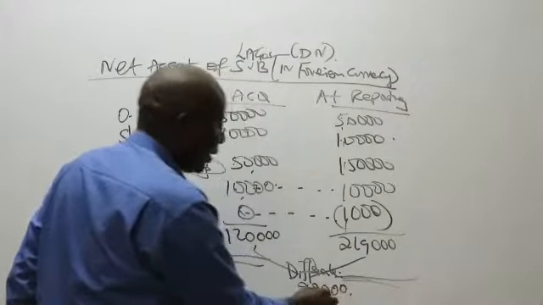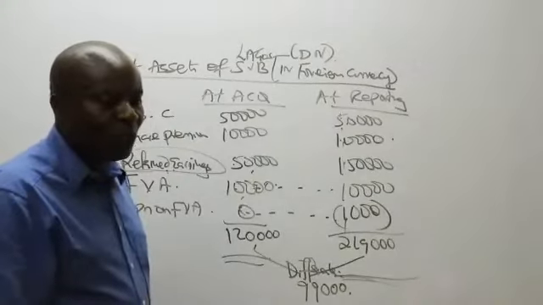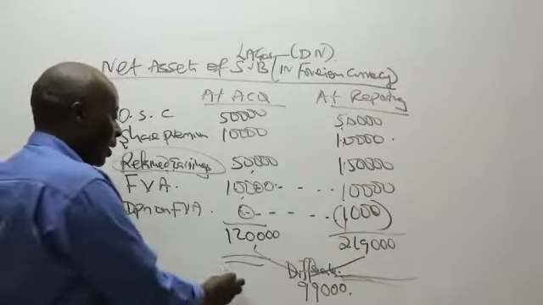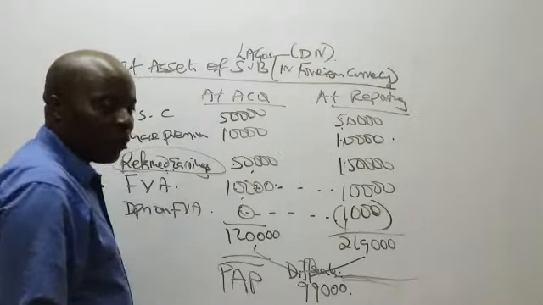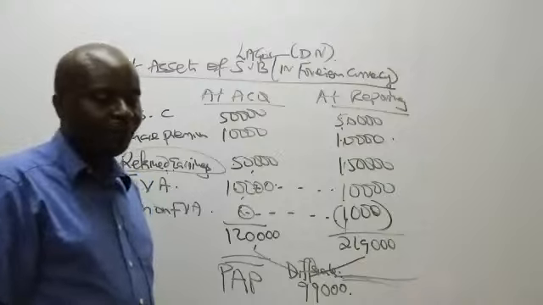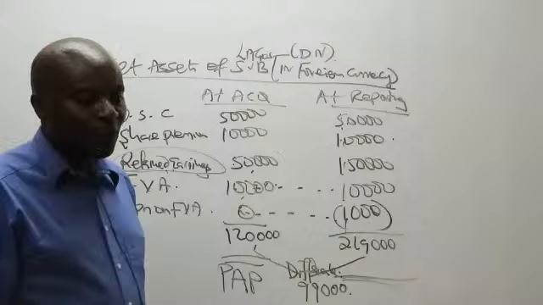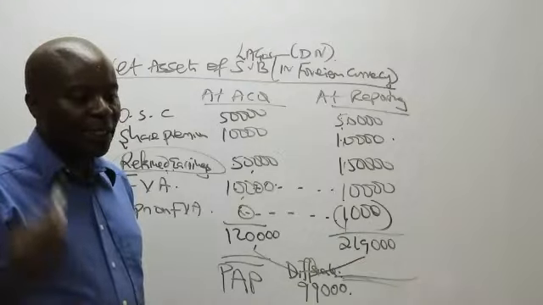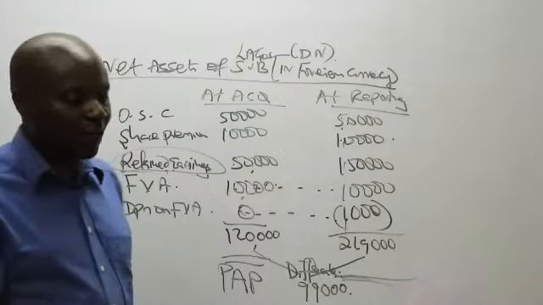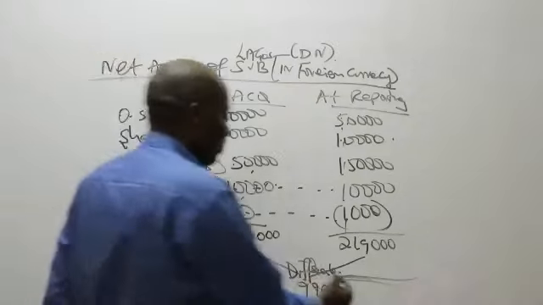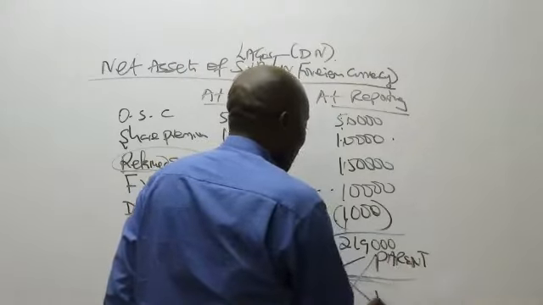What name do we give to the difference between these two? It's POP. Thank you very much, Robert. This is POP. And what do we normally do to the POP? We share it. We split it between the parent and the NCI. So come and split this. Tell us the parent will take how much and the NCI will take how much.